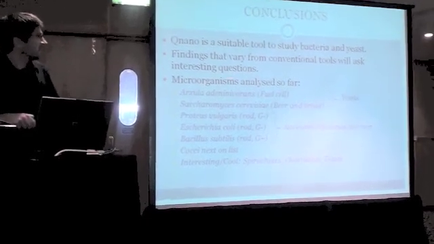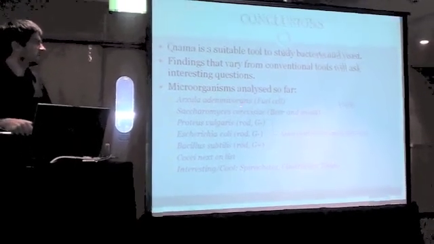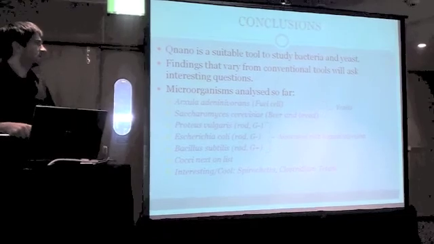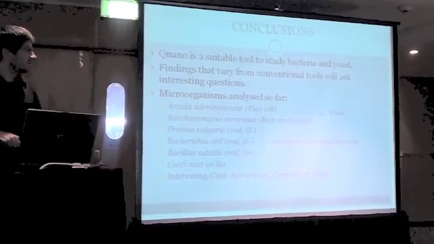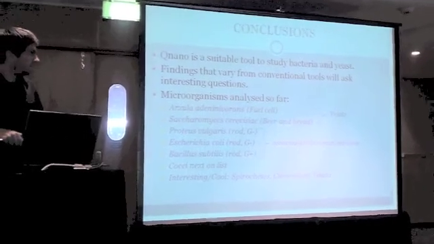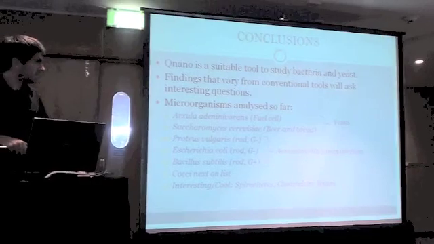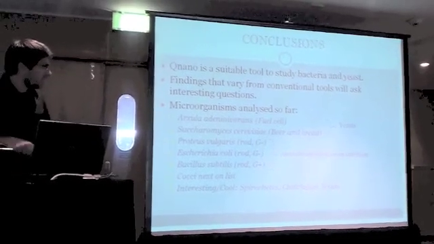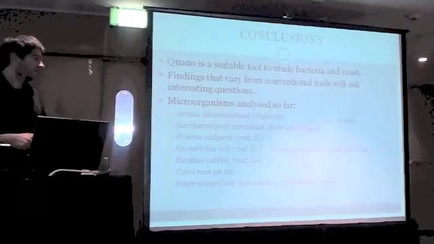The microorganisms we've analyzed so far include two types of yeast, Yarrowia lipolytica, which is relevant for fuel cell work, and Saccharomyces cerevisiae yeast. We've analyzed three different types of bacilli, so Proteus vulgaris, E. coli, and Bacillus subtilis. The cocci might prove more difficult because of their budding characteristics that I showed you before.